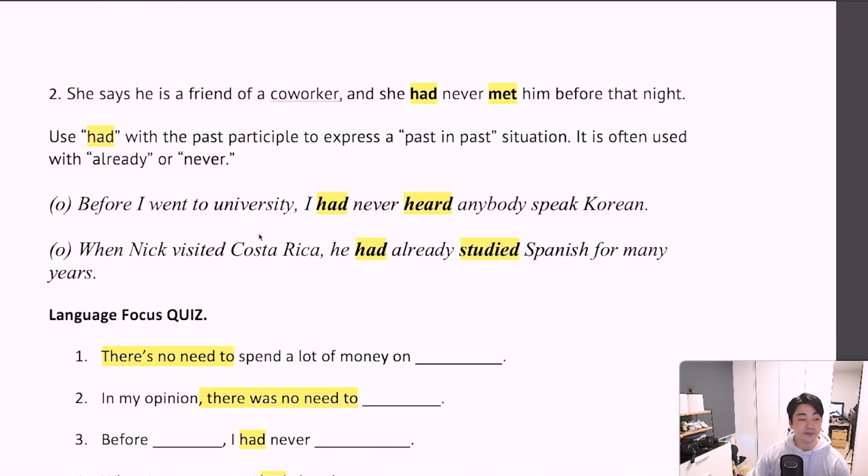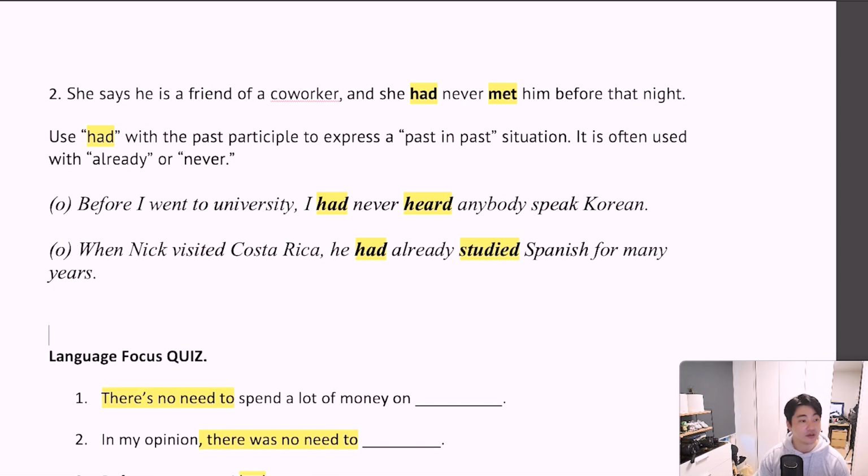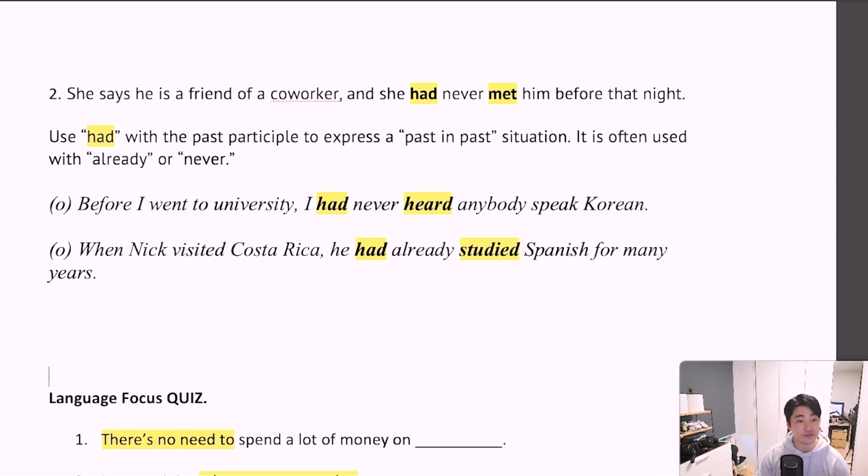Alright, number 2 now. She says he is a friend of a co-worker, and she had never met him before that night. Okay, we're going to simply look at the word "had." We use "had" with the past participle to express past in the past situation. It is often used with "already" or "never." "Had" is a verb used in many ways in English. So, we use this in many situations.